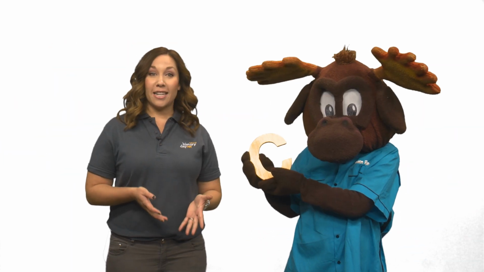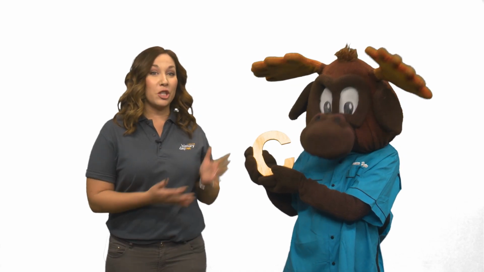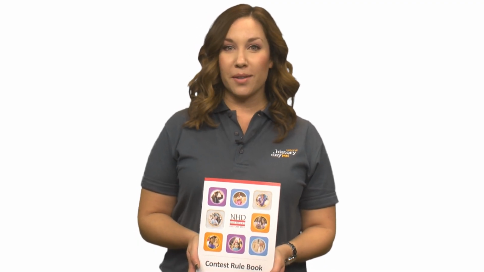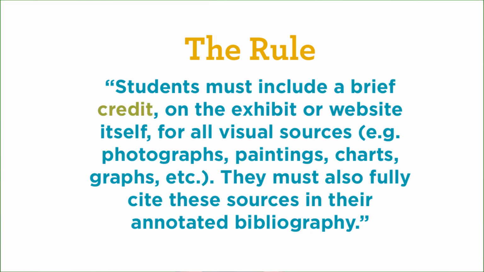If you are creating an exhibit or a website, it's important that you know the rules for incorporating these 3 C's into your project. For clarification of these terms, let's start with the National History Day Contest Rulebook. Students must include a brief credit on the exhibit or website itself for all visual sources, including photographs, paintings, charts, graphs, etc. They must also fully cite these sources in their annotated bibliography. Let's take a closer look at credits and captions and how you will use them in your exhibit or website.